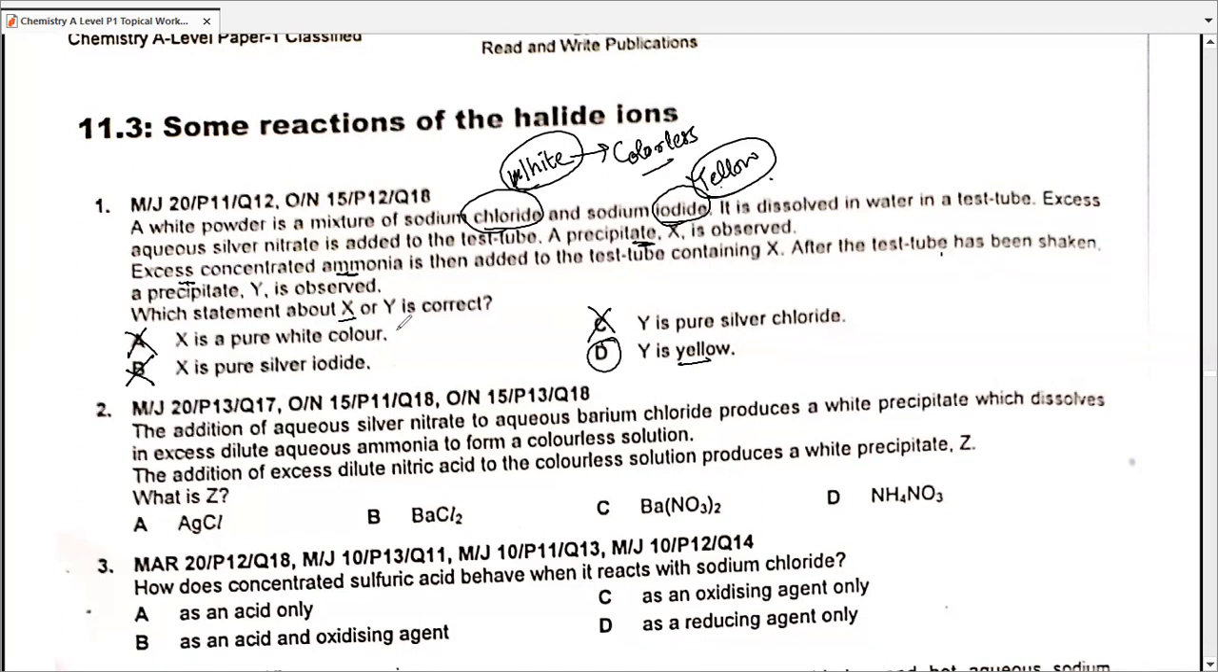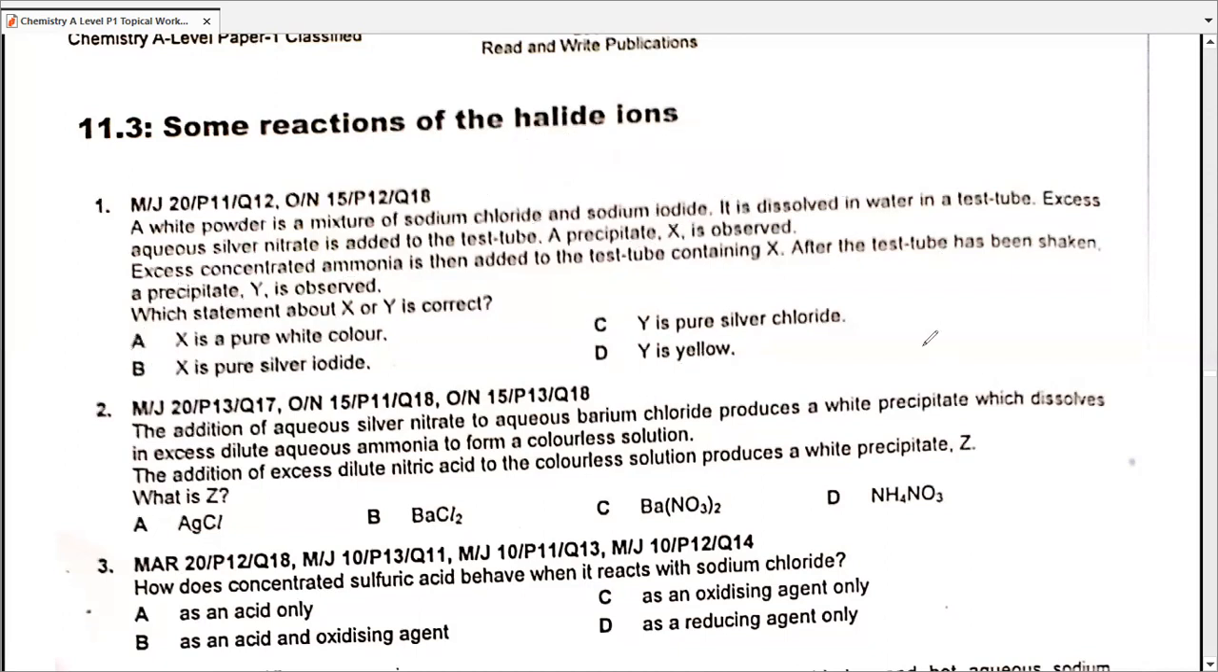Remember, the yellow precipitate, or simply speaking, silver iodide, does not dissolve further in excess concentrated ammonia, no matter how much you use. So D is the only one that is correct. Okay, I hope that clears it out. Yes, sir. Good. Moving on.